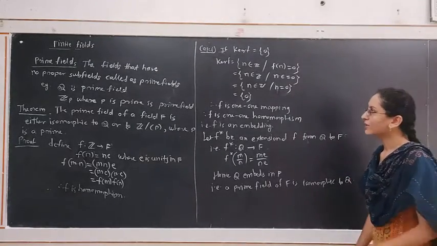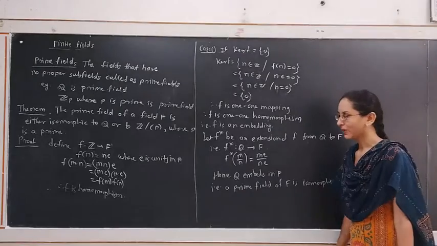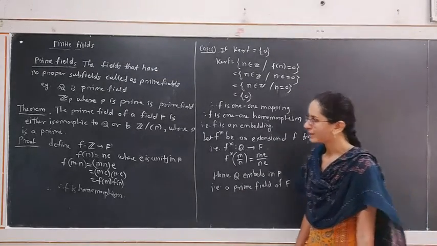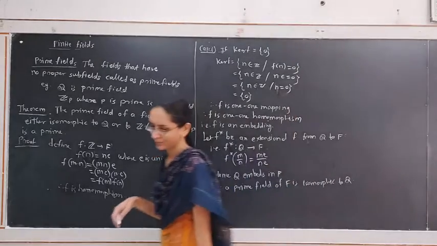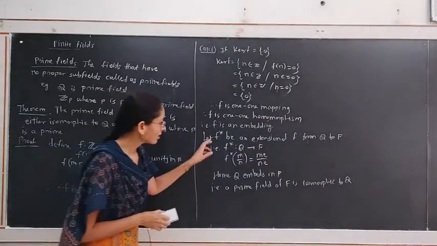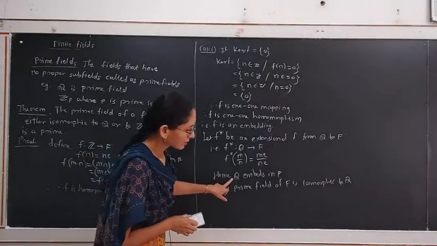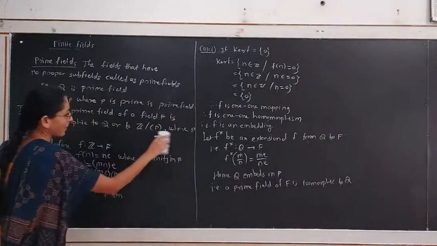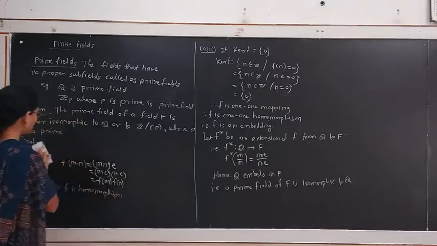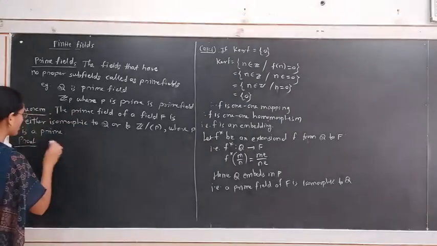In the second case, we consider the kernel of F is non-zero. Then we will prove that the prime field of F is isomorphic to Zp. In the first case, this prime field of F is isomorphic to Q. In the second case, we prove that the prime field of F is isomorphic to Zp. Case 2.